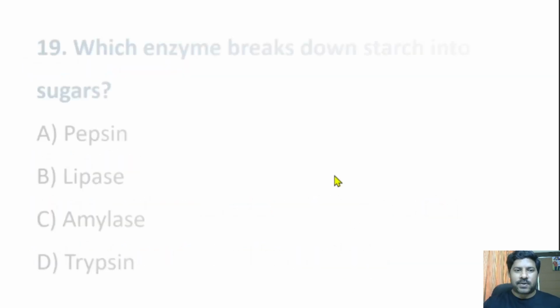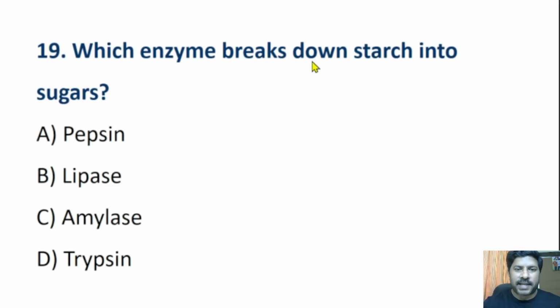Then 19th question. Which enzyme breaks down starch into sugars? Pepsin, lipase, amylase, trypsin. The correct answer here is amylase. Amylase breaks down starch into sugars. The carbohydrate breakdown starts from the mouth.